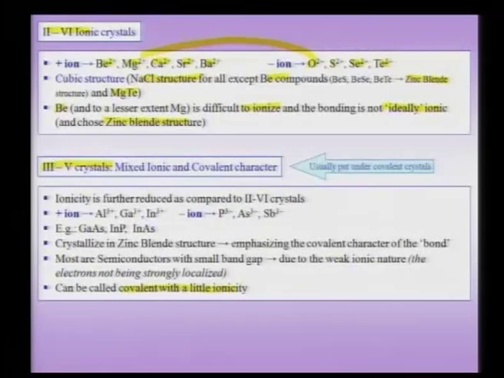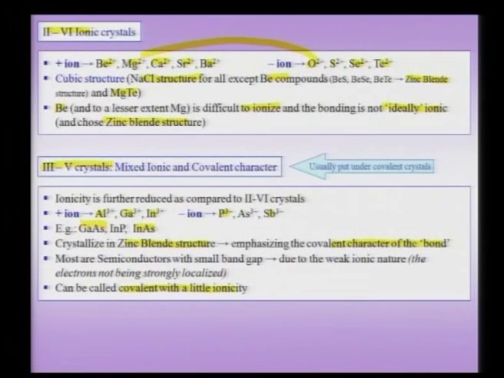For instance, the ions which can contribute to this kind of crystal formation are aluminum, gallium and indium, which are the positively charged ions, and the negatively charged ions could be phosphorus, arsenic or antimony. For instance, you could have aluminum phosphide. Many of the important compounds here are semiconductors, technologically very useful compounds like gallium arsenide or indium arsenide, and these typically crystallize in the zinc blende structure. So, we have a lot of technologically important semiconductors coming out of the 3,5 crystals, and this zinc blende structure further emphasizes the covalent character of the bond.